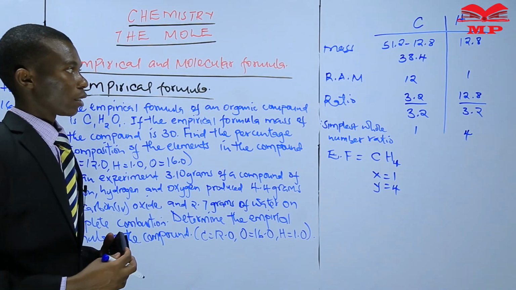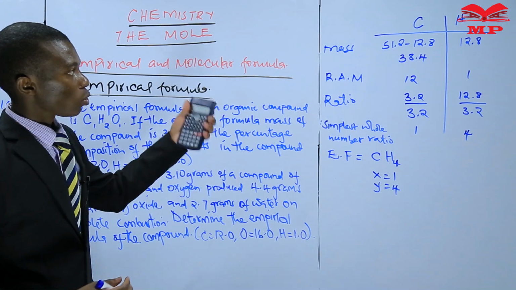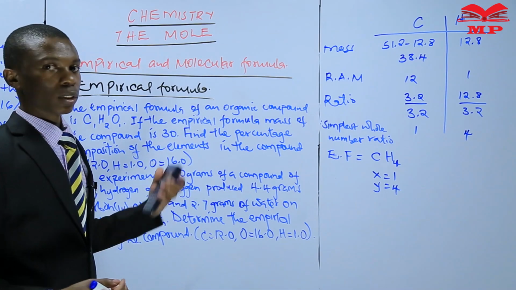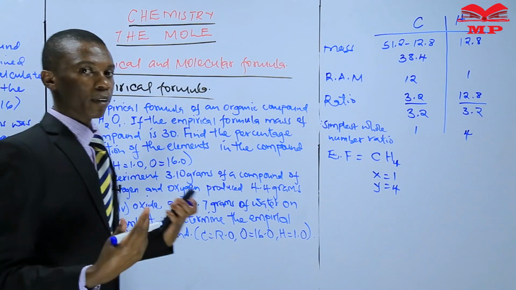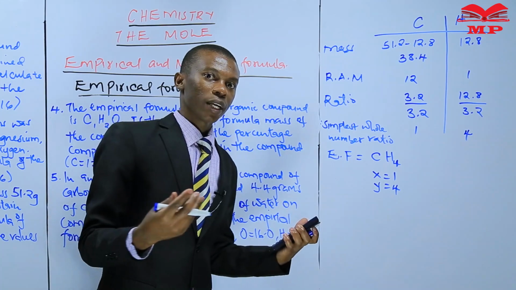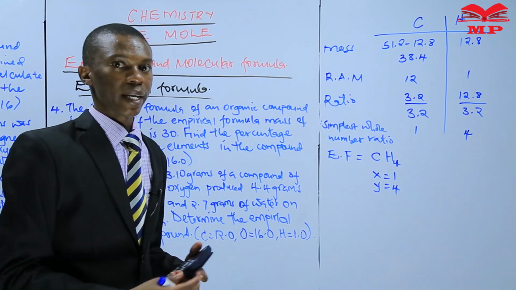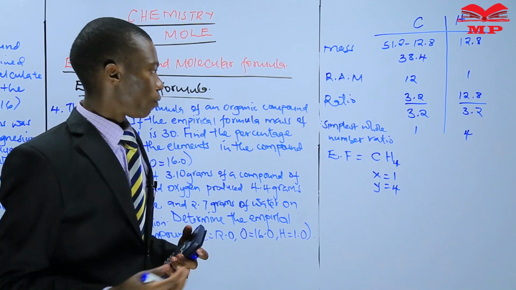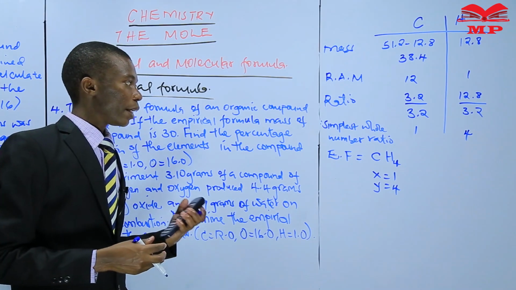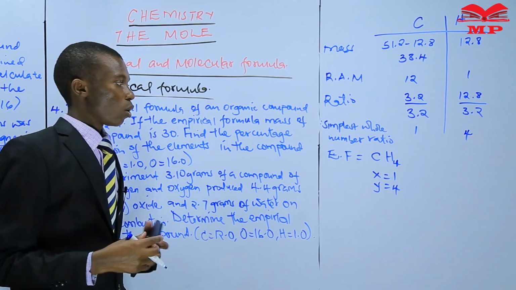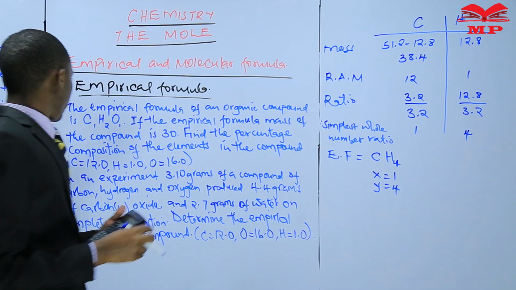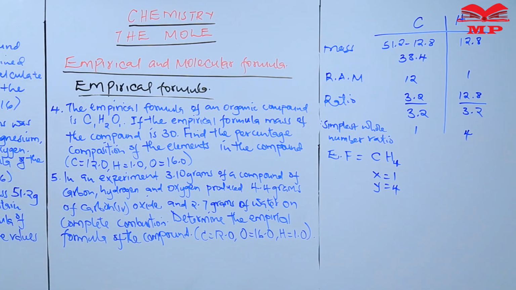X is 1, y is 4. That is how you're supposed to go about the question. I believe that you've been able to get the value of x as 1, the value of y as 4. If you have gotten x as 1 and y as 4, then well done. The next question is question number 4.